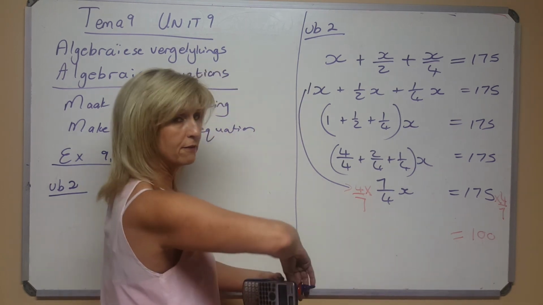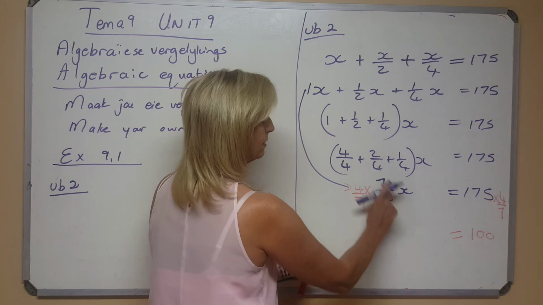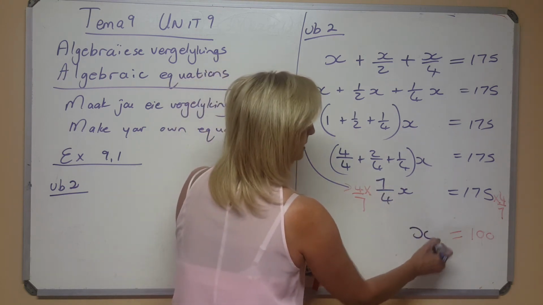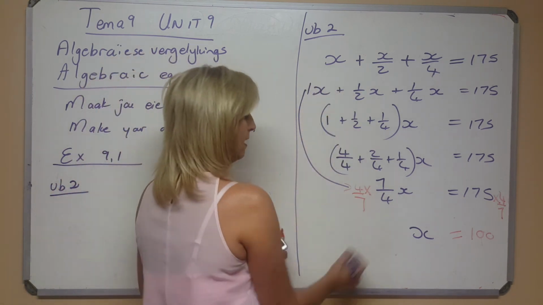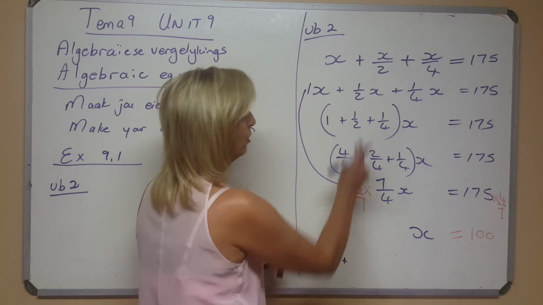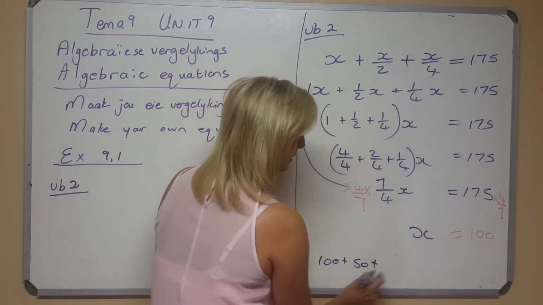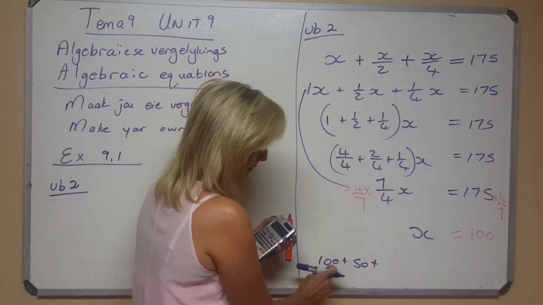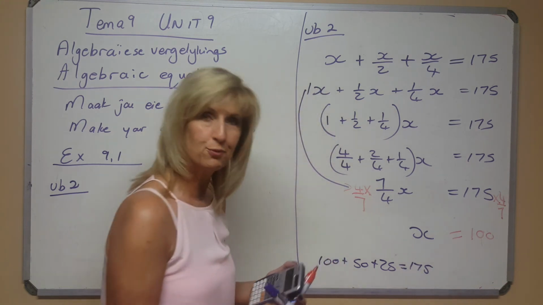Want onthou nou, jy probeer vir x alleen kry. I'm trying to get x alone. This is solving equations. So I've got to get rid of the 7/4 by timing with the reciprocal. So it's just 1x equals 100. Let's see if it works. If you take 100 and you add half of that to it, and then you add another quarter of the original one, kwart van die oorspronklike een is ons 25. Does it give you 175? Do you see that it works?